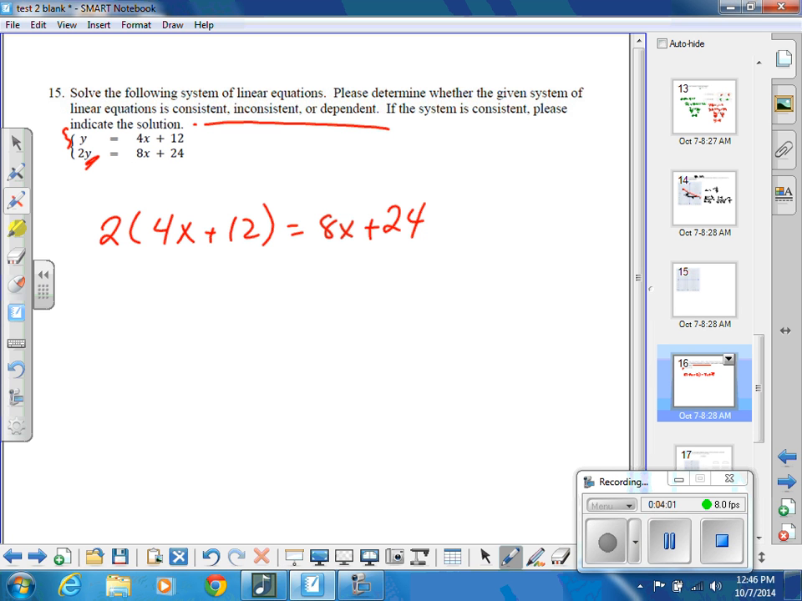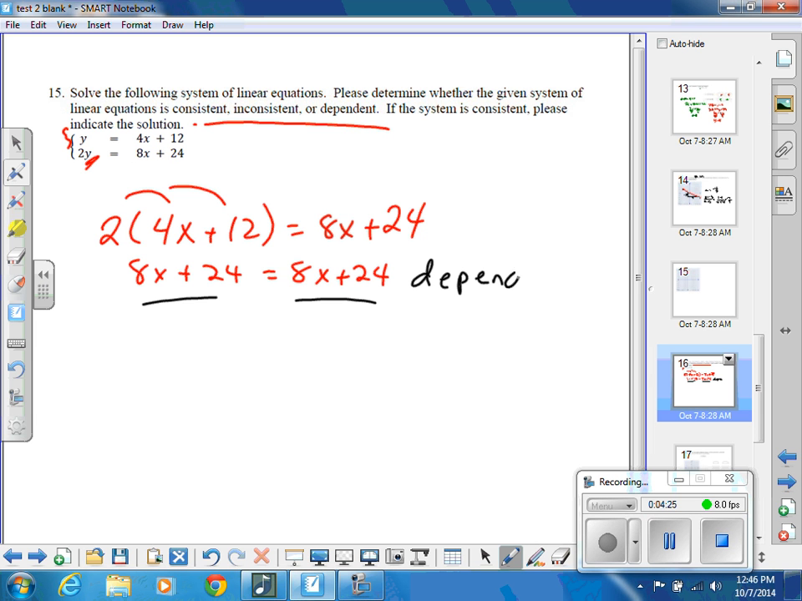So from here, I'm going to work this out, try to solve for x. So I multiply by 2 and I get 8x plus 24. Look at this, I get the same thing. Now, some students can stop right here and see that this and this are 100% the same. If one of them was a minus, they're not the same. And know that if they are the same, it's dependent. I can stop right here and write this and be done, and I should be able to get full credit.